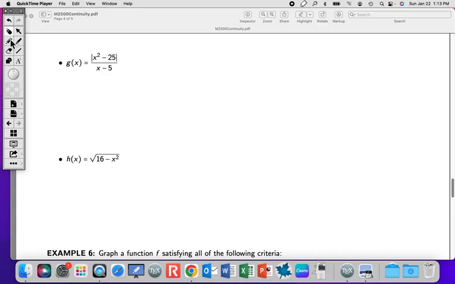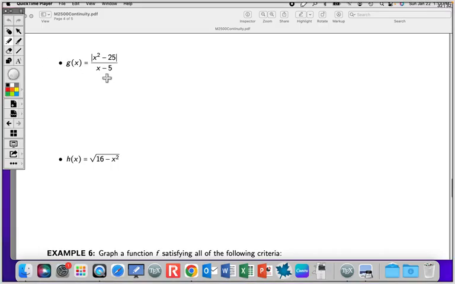Second example here, we've got g of x equals the absolute value of x squared minus 25, divided by x minus 5.